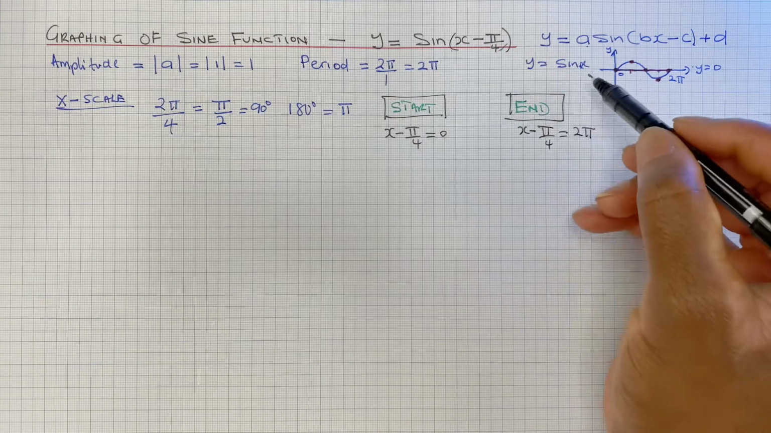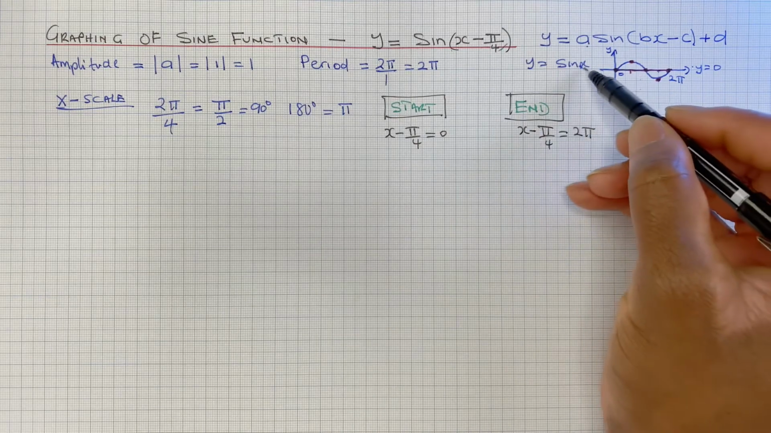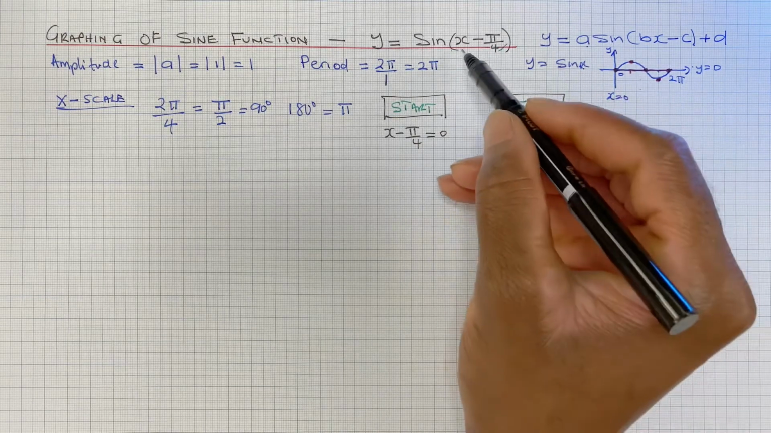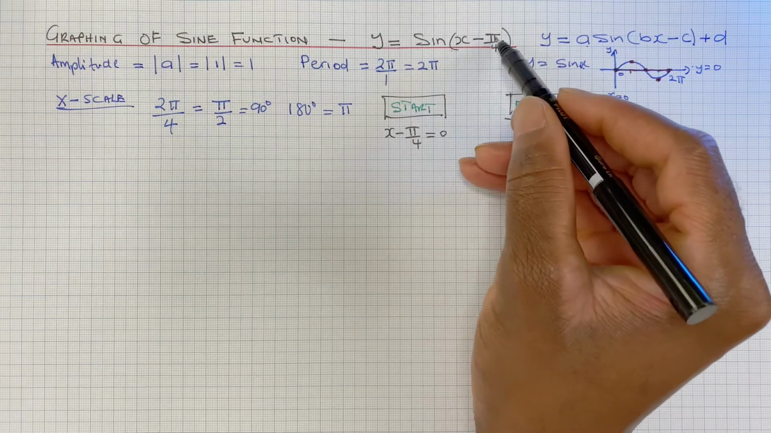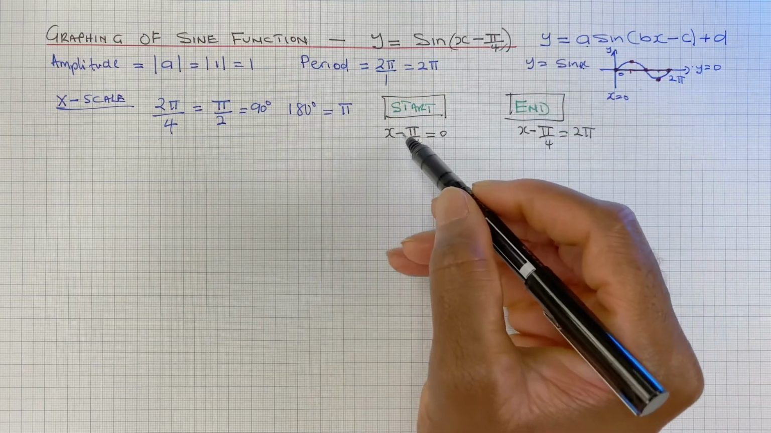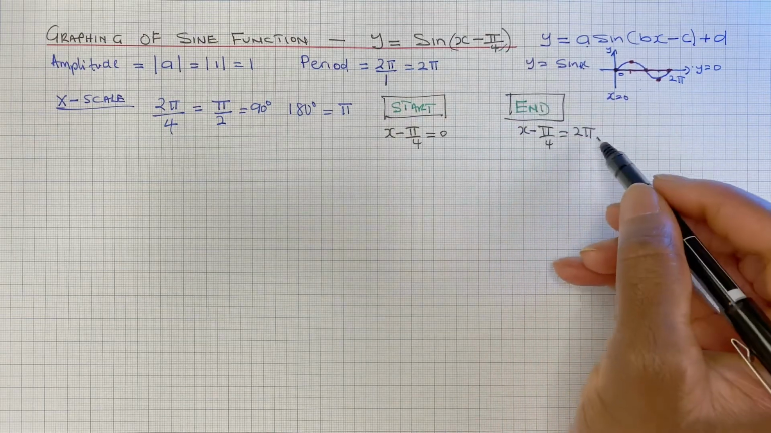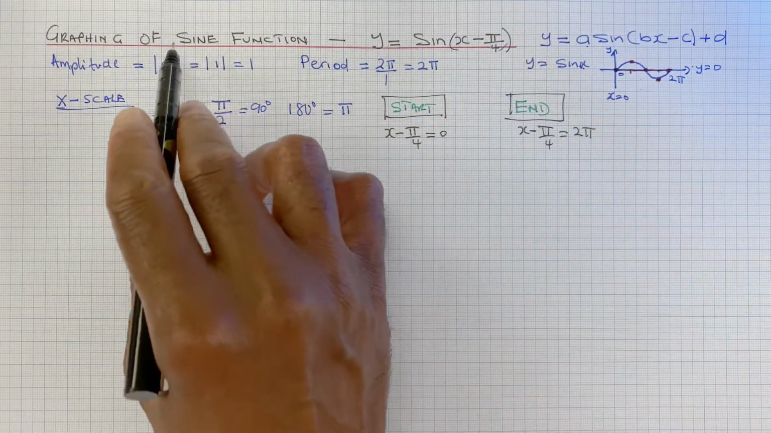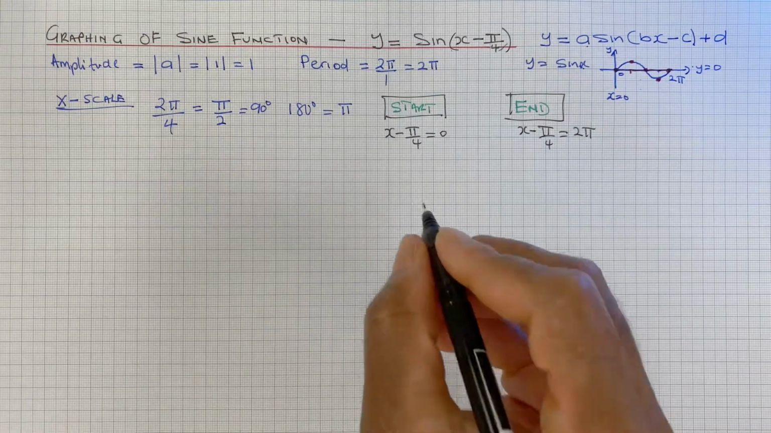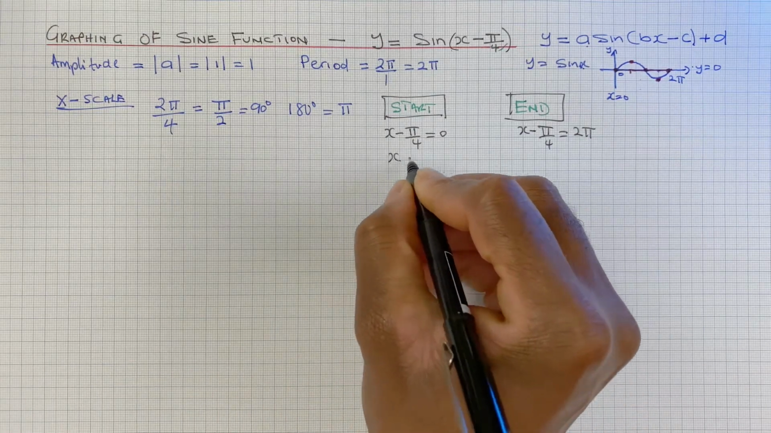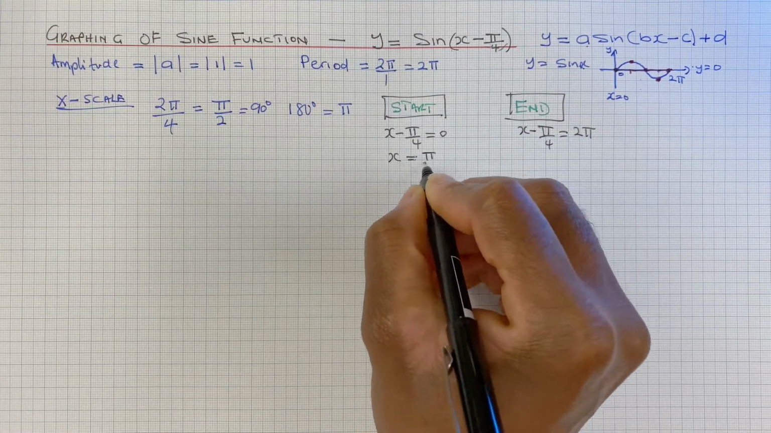Just like we set x to 0, x to 2 pi. Well, we haven't got x, we got x minus pi over 4. So we have to do x minus pi over 4 to 0, x minus pi over 4 to 2 pi. We do that for both sine and cosine functions. And in this case, x equals pi over 4.